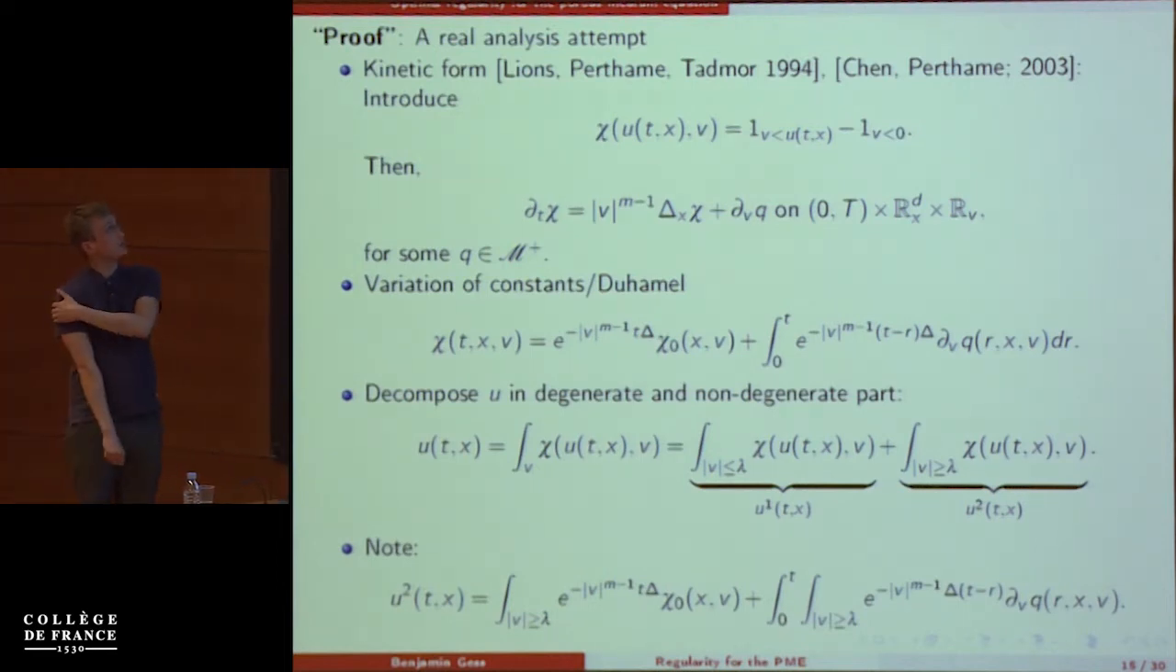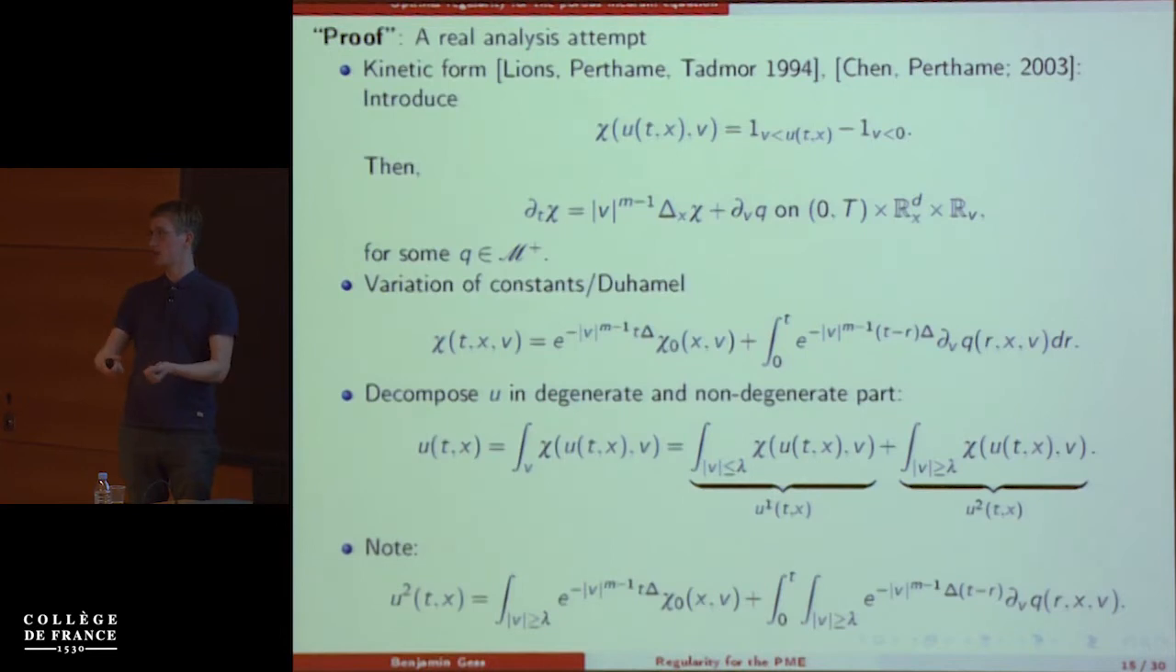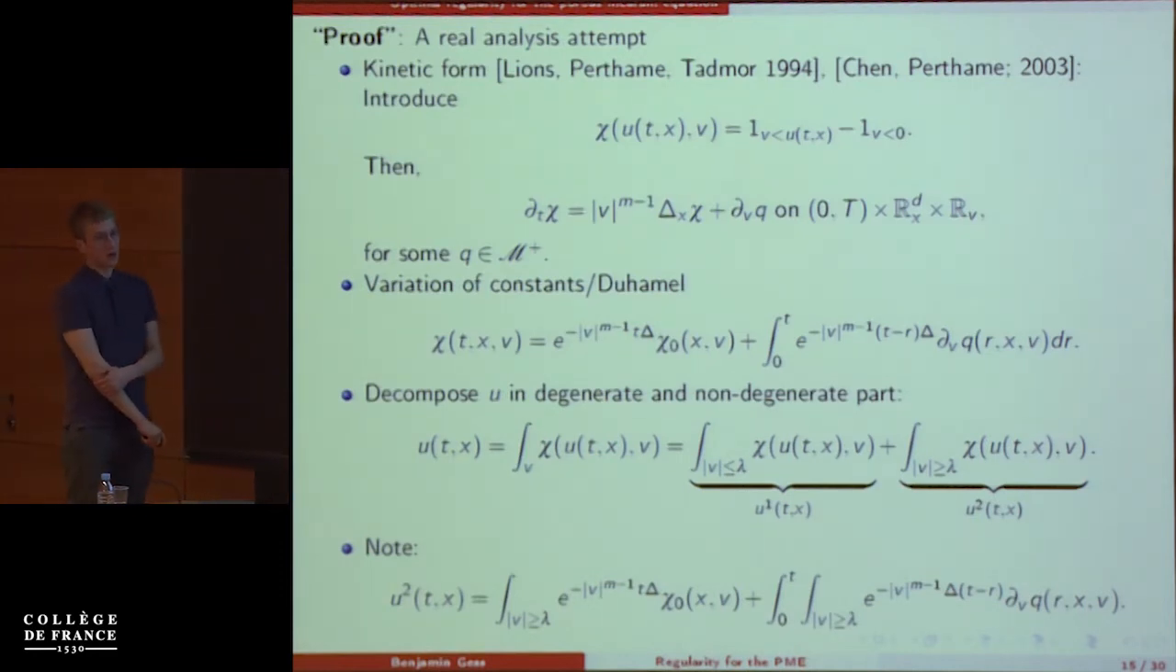Right, so what does it mean? The kinetic formulation means that instead of looking at the solution u that we want to understand, we actually look at the kinetic function associated to the solution u, which is given by this kind of indicator function. So chi is given basically as the indicator function of v taking values between 0 and u. It looks a bit strange.